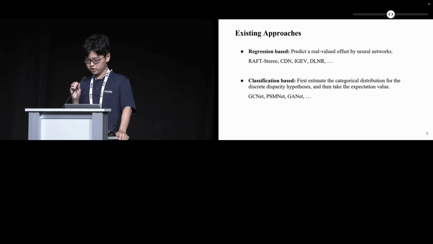Numerous recent studies have undertaken the challenge of predicting continuous scene disparities, classified into two main categories. Regression-based approaches predict a real-valued offset by neural networks for each hypothesis of discrete disparity. The offset is then added to the discrete disparity hypothesis as the final continuous prediction. Typical examples include RAFT-Stereo, CDN, and more recently, IGEV and DLNR. Classification-based approaches first estimate the categorical distribution for the discrete disparity hypotheses, and then take the expectation value of the distribution as the final disparity, which can be any arbitrary real value, even though the categorical distribution is discrete.